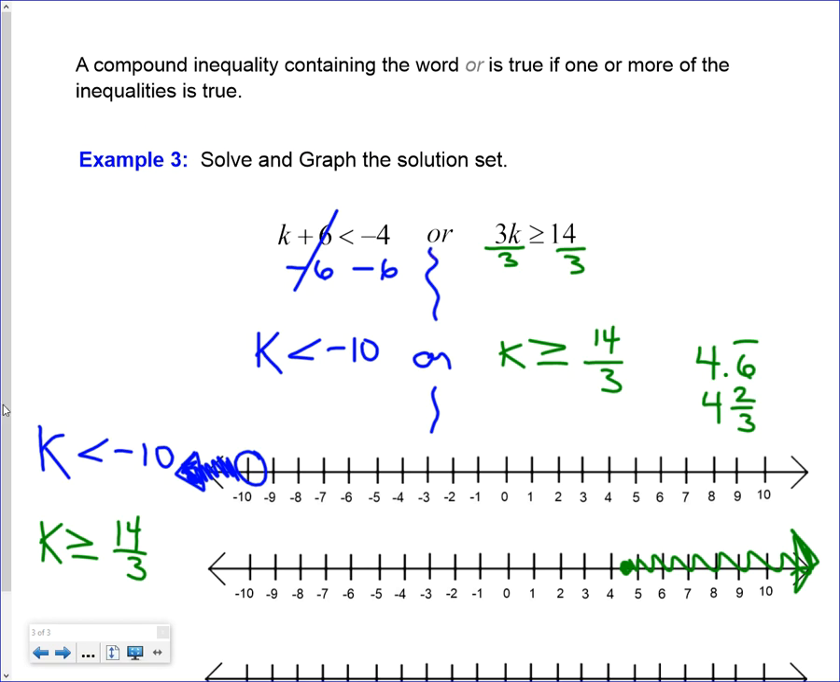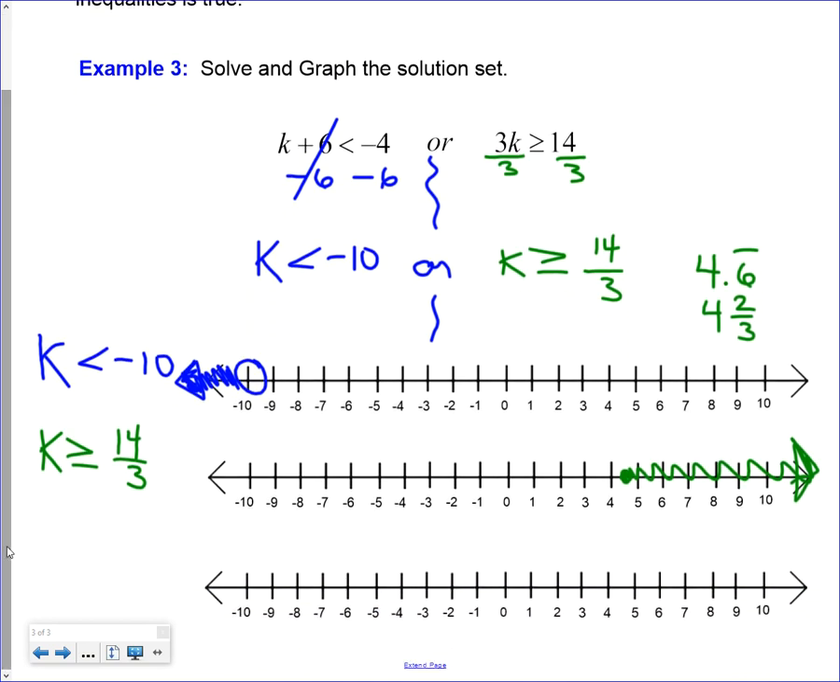So, since this is an or one, either the blue one has to be true or the green one, though they both can be true. So what you need to do is draw one final graph that has all of the blue solutions and all of the green solutions.